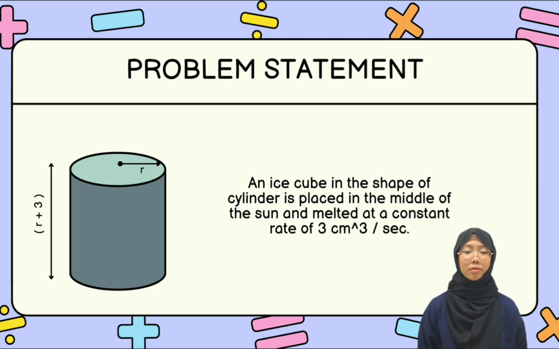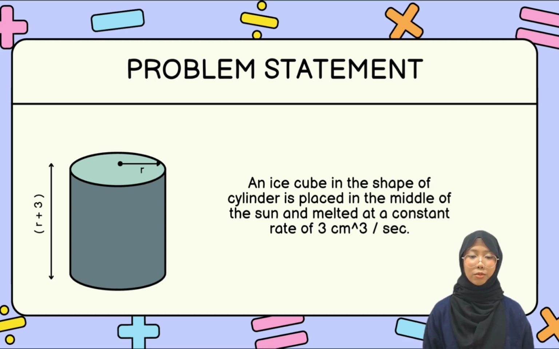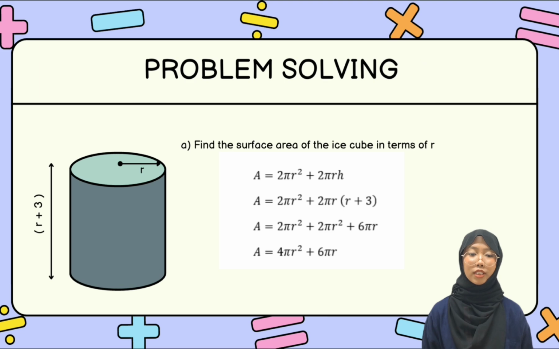The first problem statement is, an ice cube in the shape of a cylinder is placed in the middle of the sun and melted at a constant rate of 3 cm cubed per second. For the first question, find the surface area of the ice cube in terms of r.